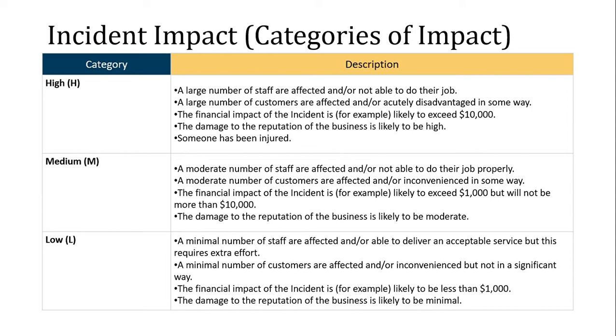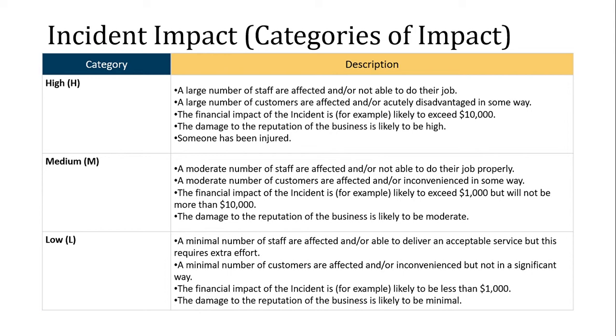Okay. The last option we have is low. I mean, the category is low impact. When you call the ticket or an incident low impact, a minimum number of staff are affected and are not able to deliver an acceptable service, but this requires extra effort. Got it? Okay. The next thing is a minimal number of customers are affected and are inconvenienced, but not in a significant way. And the third option, the finance impact of the incident, the finance part we take now, should be less than $1,000.